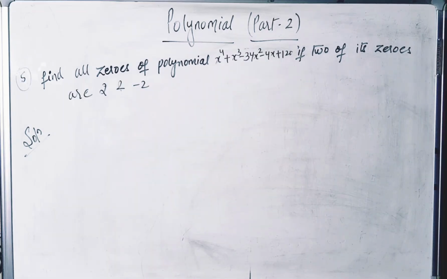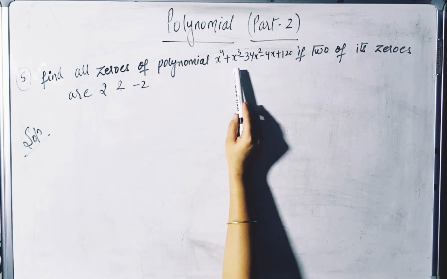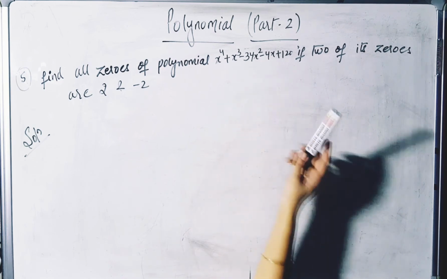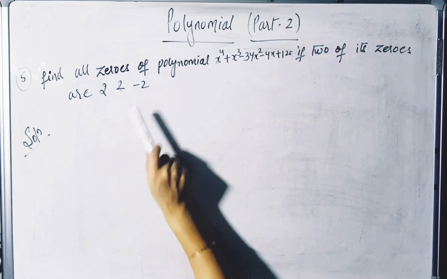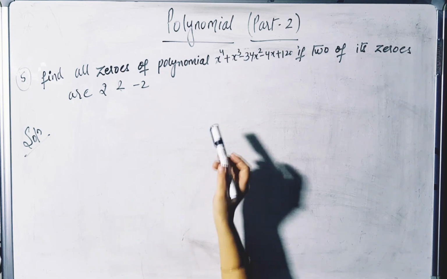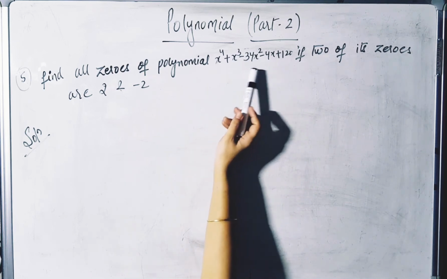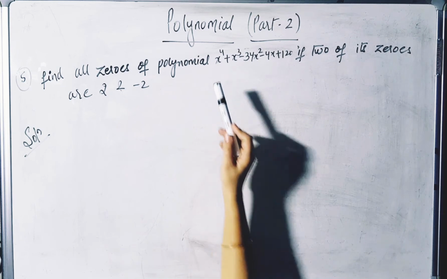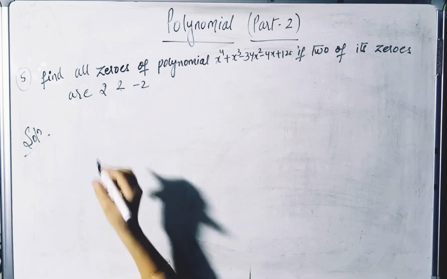So now the last question of this chapter is find all the zeros of polynomial x की power 4 plus x cube minus 34x square minus 4x plus 120 if two of its zeros are 2 and minus 2. Now see, as I told in previous question only, that is in fourth question, if it is a cubic polynomial, zeros will be 3. If it is a biquadratic polynomial, so degree 4 है, that means zeros will be 4.